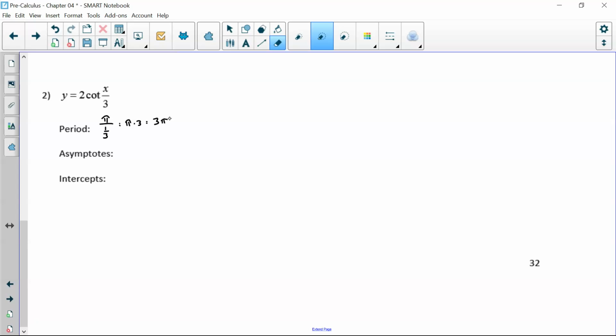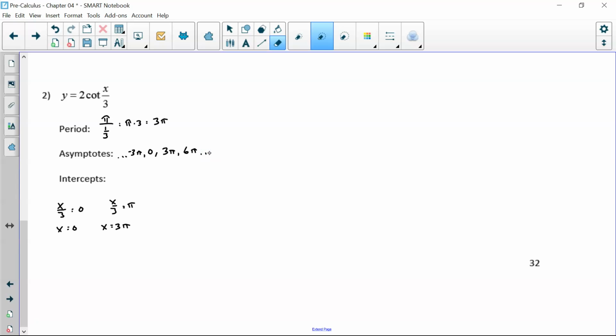Now to find our asymptotes, we're going to set what's after cotangent. So we're going to set x over 3 equal to 0 and x over 3 equal to pi. Multiply both sides by 3, we get x equals 0, x equals 3 pi. So our asymptotes are going to be at 0, 3 pi, we'd have another one at 6 pi, and so forth. We'd also have one at negative 3 pi.